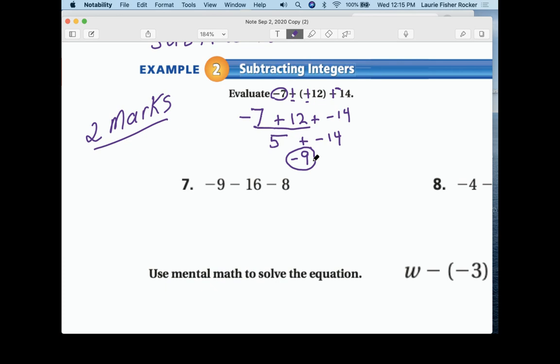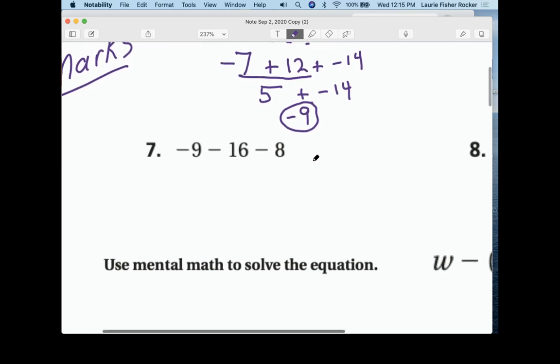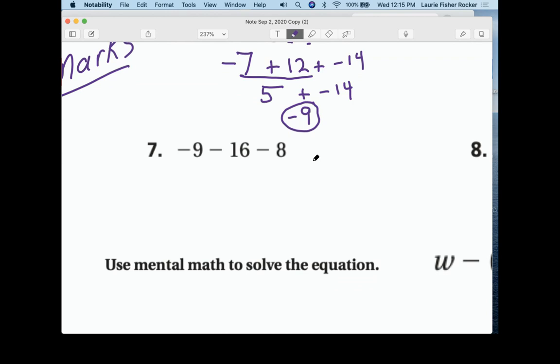Okay, so what would that look like on this next one? So -9 minus 16 minus 8. Okay, so -9, so that one stays the same because it's the first. Minus 16 becomes add the opposite. There's my 2 marks. So plus a -16 minus 8. So minus 8 becomes add the opposite. So plus a -8. So -9 plus -16 plus -8.